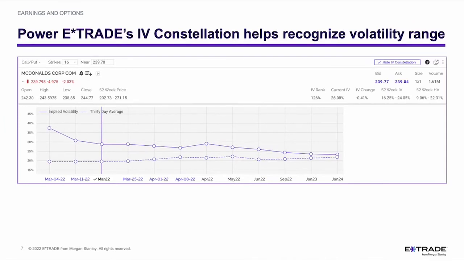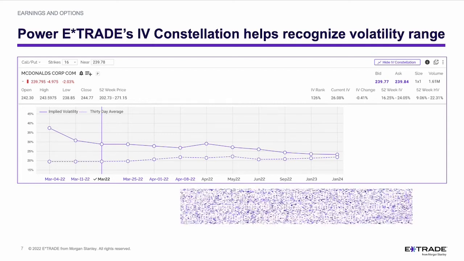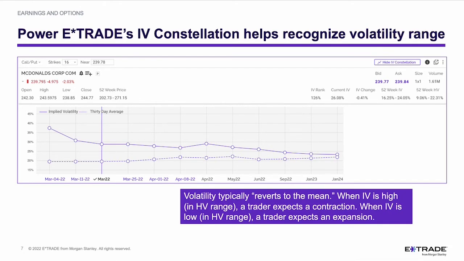I talked a little bit about how we look at volatility within a range. And in Power E-Trade, we have what's called an implied volatility constellation, and that helps us to recognize the volatility range. So in the upper right-hand corner, you can see it says hide IV constellation. You're going to find this on Power E-Trade on the options chain.